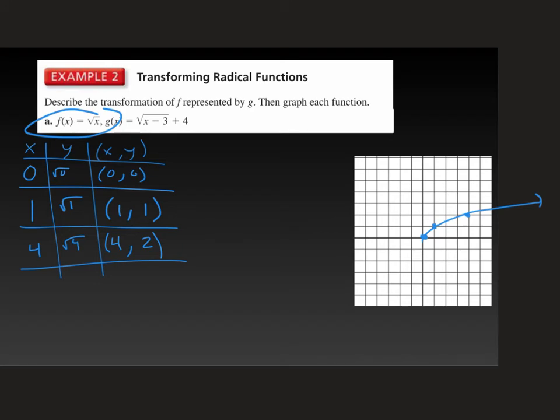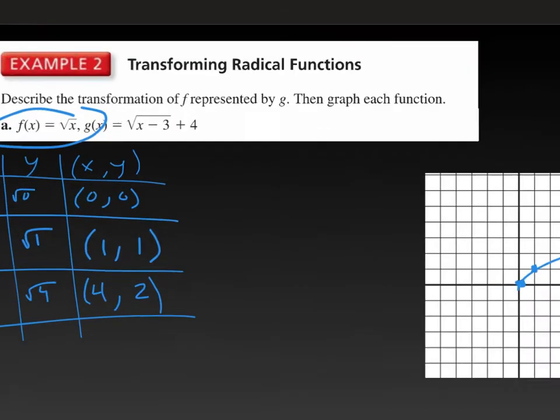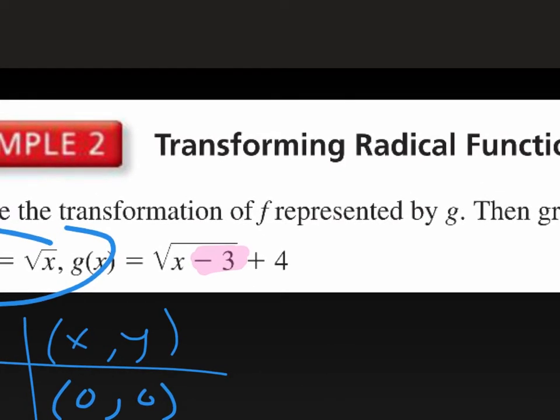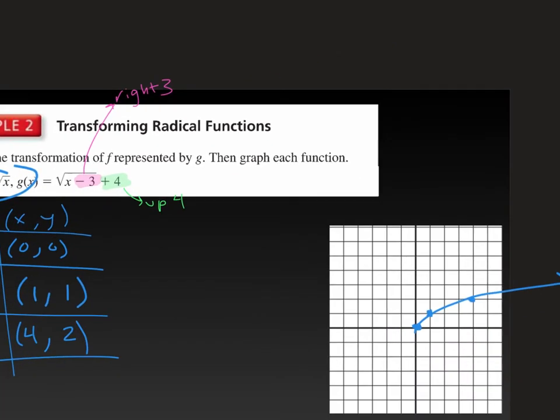Now we take our parent function and shift it the way the g of x tells us. So what does this minus 3 tell us? Where do we go with that minus 3? Minus 3 on the inside. Awesome. We're going to the right 3. And then what about this plus 4 on the outside? Up 4. So we take all of our points in our parent function, we're going to shift it to the right 3 and shift it up 4.